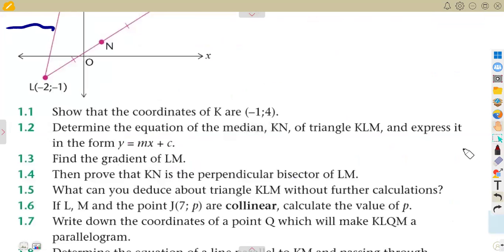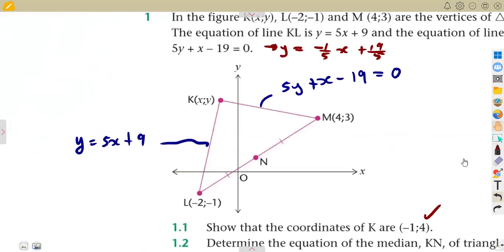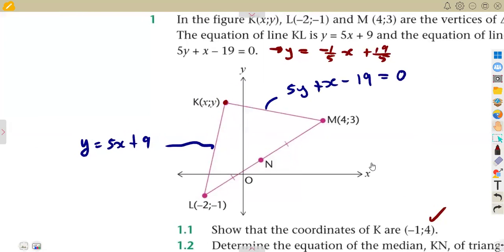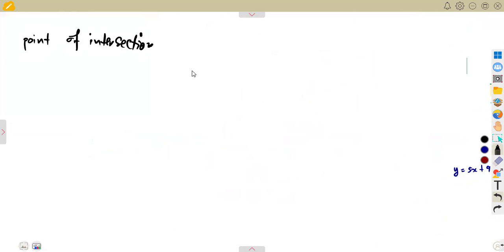Show that the coordinates of K are (-1, 4). K is this point, and K is the point of intersection of the two lines. We never talked about this in our previous class, but let us refer to it. The point of intersection is the one that you have when two lines meet. If you're given two lines, they meet at a certain point, which is (x, y). Remember, a point is always (x, y).